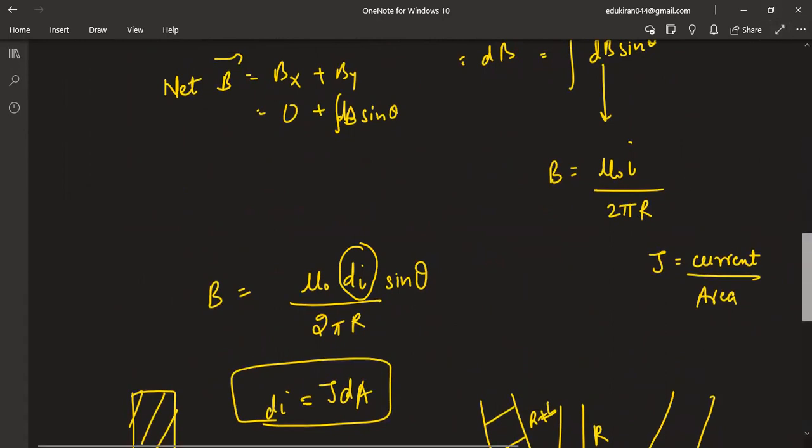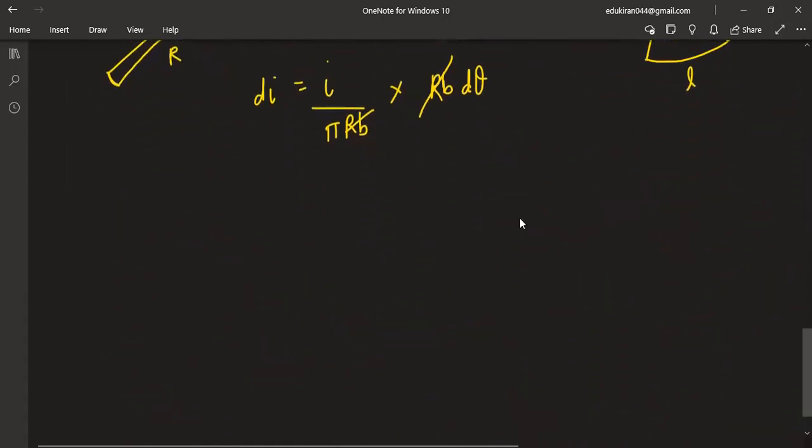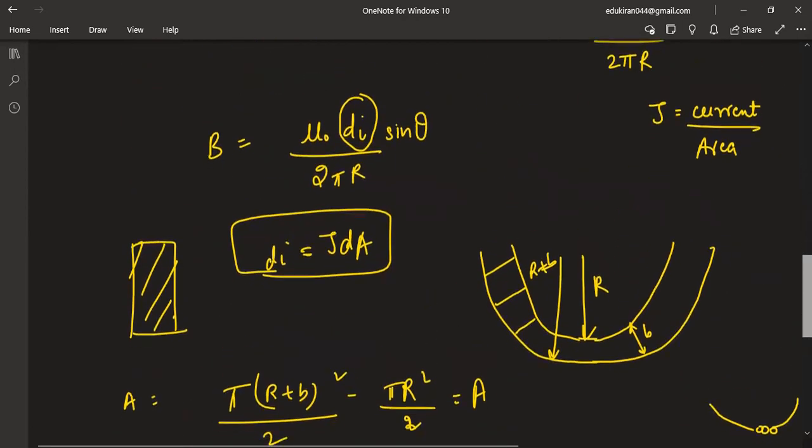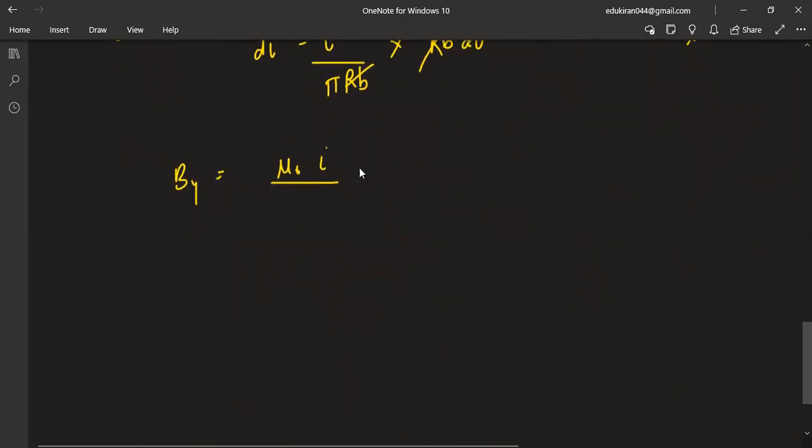B is equal to mu naught dI sine theta. If you put it, the magnetic field across Y will become mu naught by I was there, so instead of I, now I will write I by pi. Right? So there was already one 2 pi. See here, this was mu naught dI sine theta by 2 pi r. I'll write this first: mu naught I d sine theta by 2 pi r.